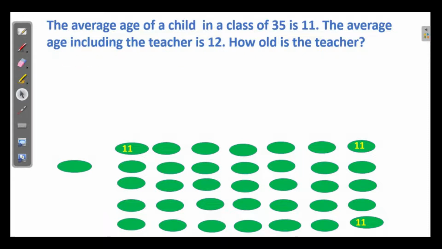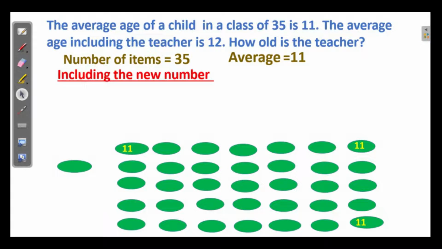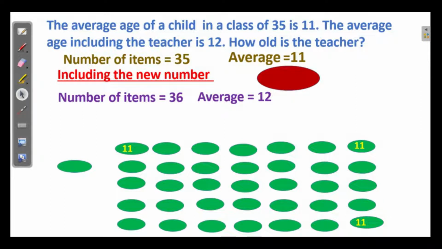Here, how is it? Number of items is equal to 35 and average is equal to 11. Consider this just as numbers. A new number is added to these sets. Including the new number, the number of items is 36 and the average is equal to 12. The average is increased by 1, so the new number is larger.